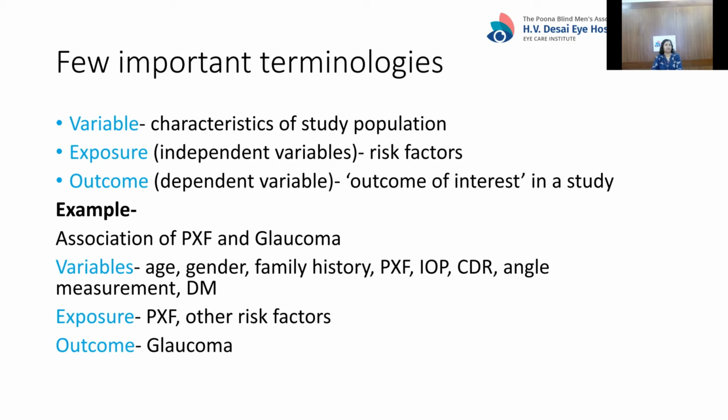So I would like to elaborate this further using an example. Let us consider the example that we discussed in the previous slide, association of pseudoexfoliation and glaucoma. So what are the variables that could be collected for this study? They could be general variables such as age, gender, family history, and specific variables such as presence of pseudoexfoliation, intraocular pressure, CD ratio, angle measurement, presence of diabetes mellitus.